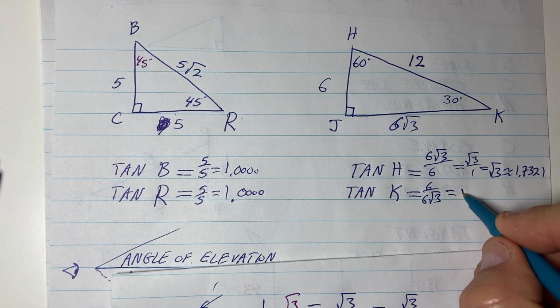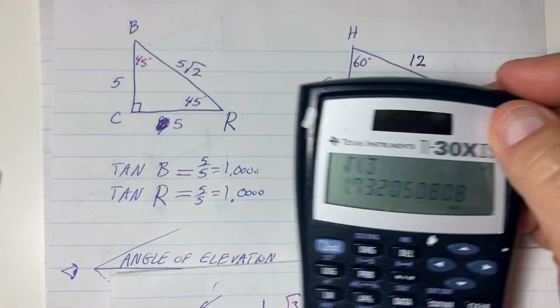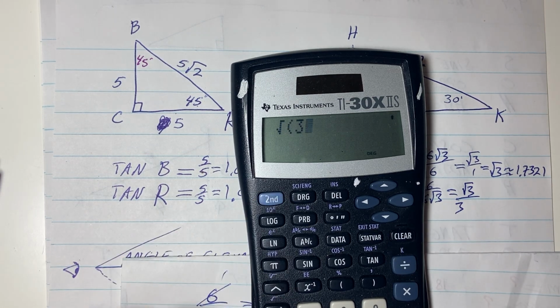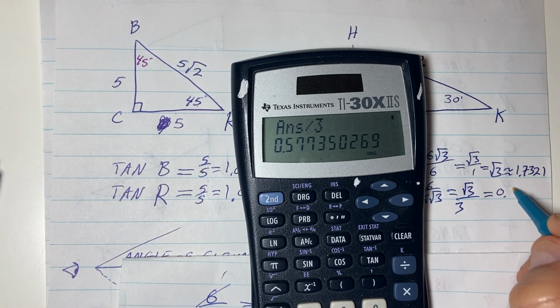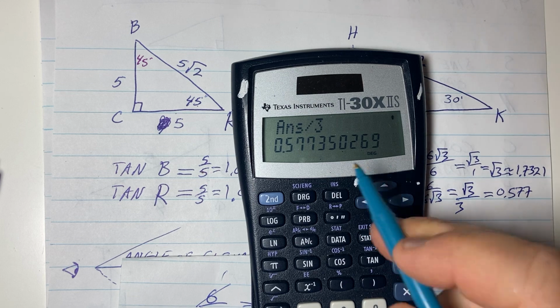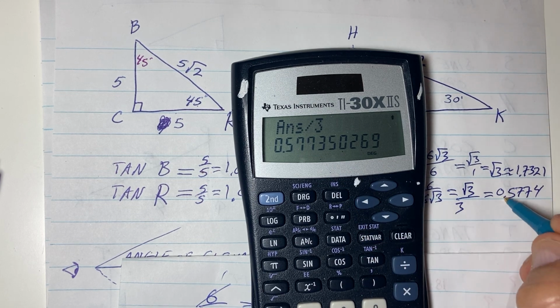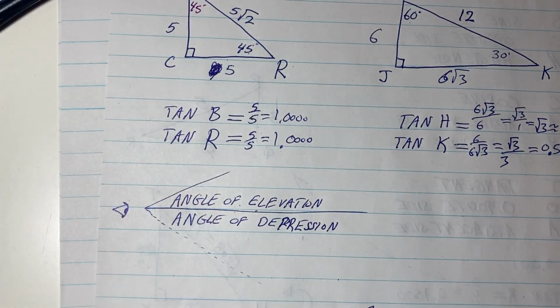So as a fraction, square root of 3 over 3. As a decimal, square root of 3, 1.73 and so on, divided by 3 equals 0.5774. Boom. There we go. Okay.